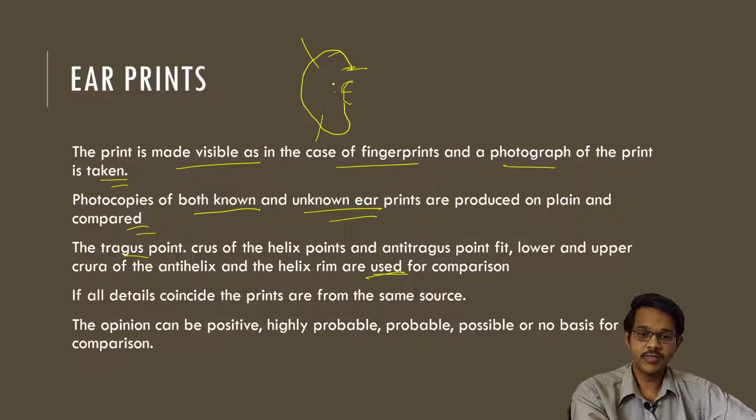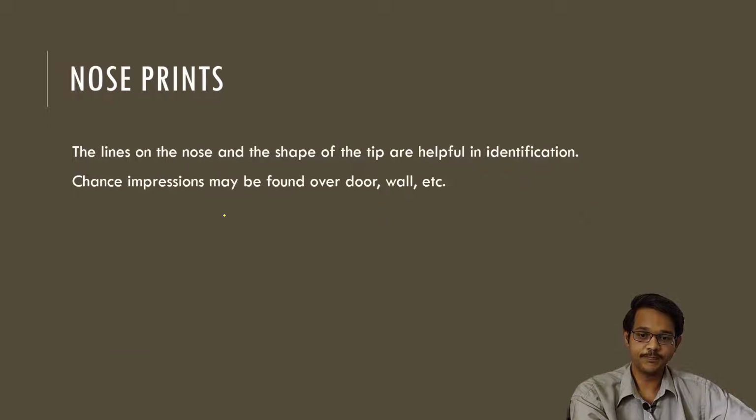When these parts are matched between the known and unknown ear prints, if the details coincide, then the prints are from the same source. The opinion can be given as positive, highly probable, possible, or no basis for comparison. Ear prints are specific to individuals, but they vary very widely, so they are not so reliable.